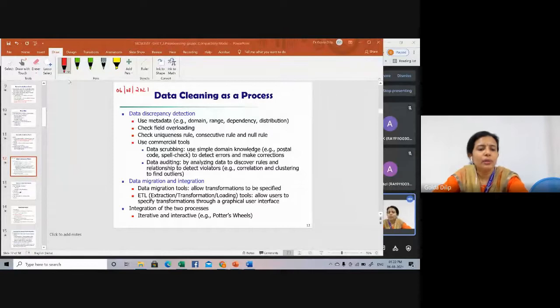Okay, right. So looking at the data cleaning process as a whole, it involves 2 steps. The first one is called data discrepancy detection, and the second one is called data migration and integration. The first one is regarding data discrepancy detection. So what is this discrepancy all about?